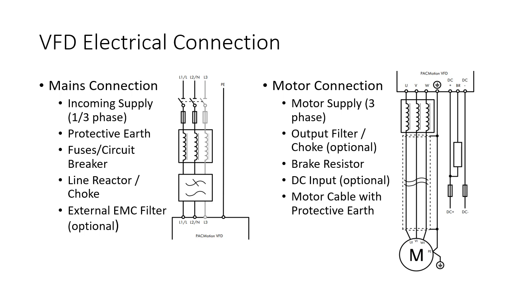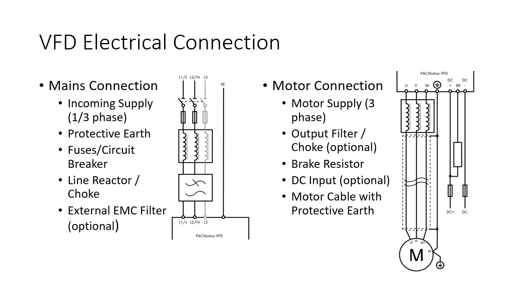On the motor side, then we have a 3-phase supply to the motor. Again, typically it's balanced, so we only have the line 1, line 2 and line 3, but it's renamed as UVW to avoid connecting the motor incorrectly. You then may have an output filter or choke. Again, that's optional, but it can be used to smooth the voltages and control the wiring. There may be an optional brake resistor. The brake resistor is used to dissipate some of the energy when the VFD is slowing down the motor.